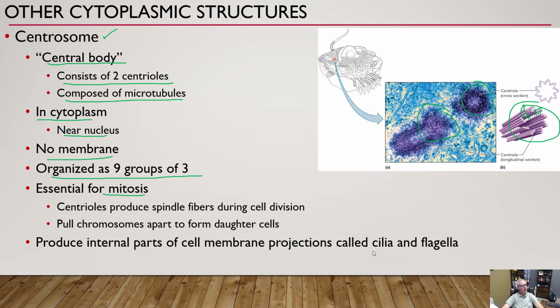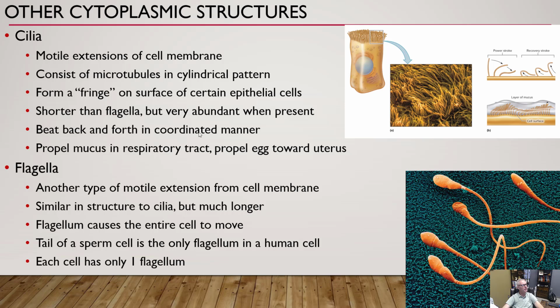And they also produce these things called cilia and flagella. So cilia are really tiny, motile extensions of the cell membrane. We have these things called hair cells in the ear, but you can see they're kind of like little tiny projections or hairs on top of the cell. More like a fringe on certain epithelial cells.